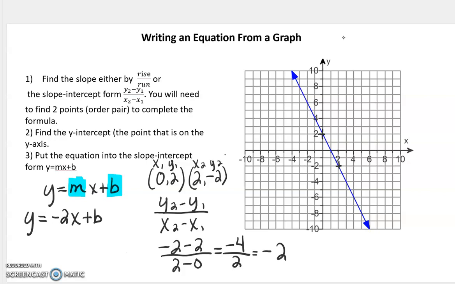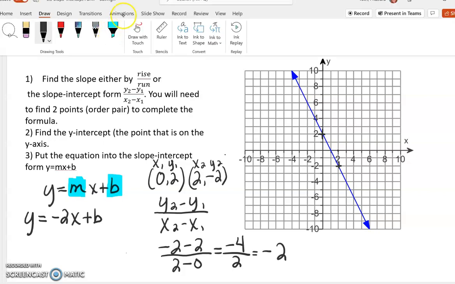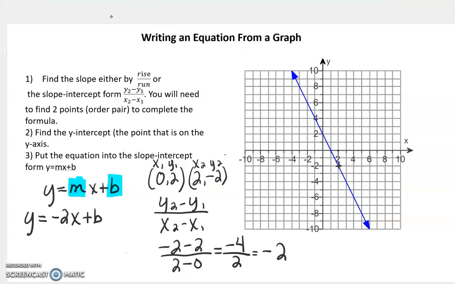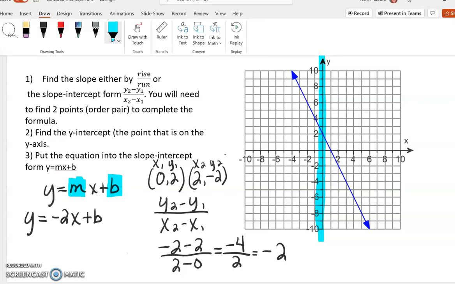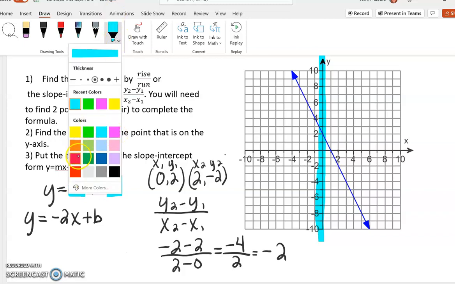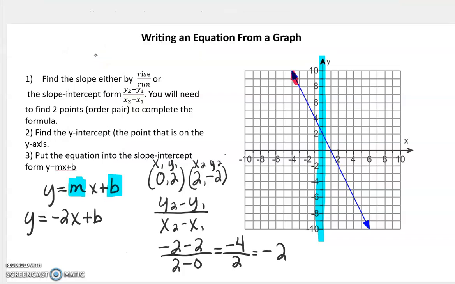Okay, so how do you find the y-intercept? If you remember correctly from the last video, I said that the y-intercept is the point that crosses the y-axis. So I'm going to highlight the y-axis. And can you see a point on the y-axis where the line is crossing? I'm just going to highlight the line too, so you can see where it's crossing.